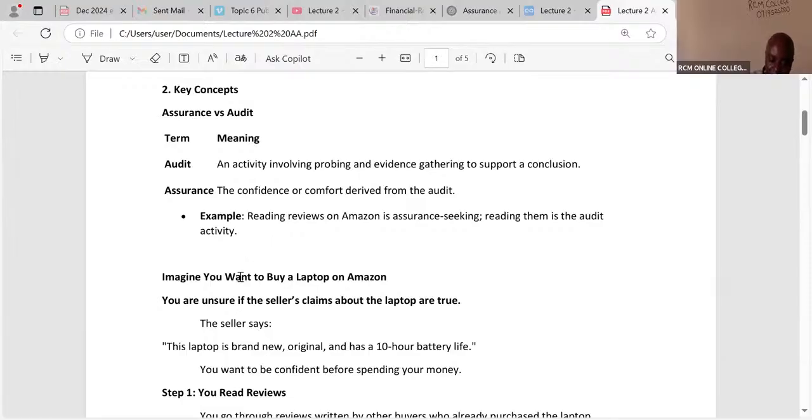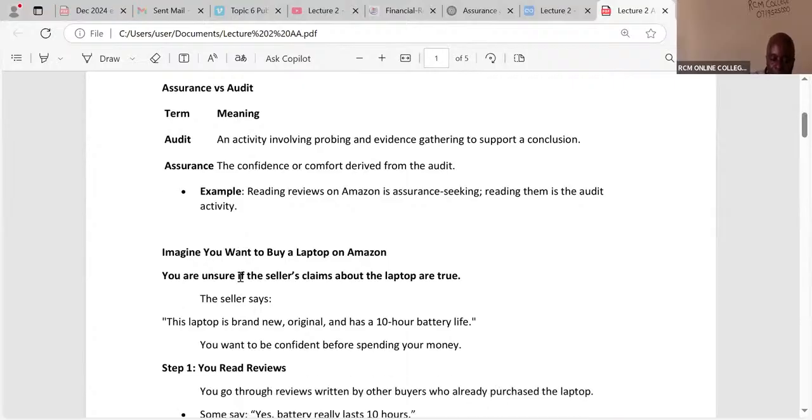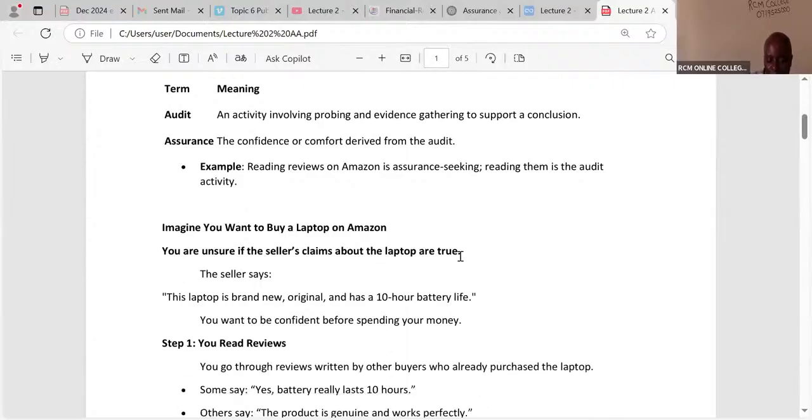Imagine you want to buy a laptop on Amazon. You are unsure if the seller's claims about the laptop are true. The seller says this laptop is brand new, original, and has a 10-hour battery life. So you want to be confident before spending your money. So step one, what do you do?